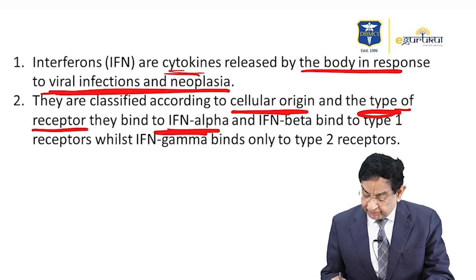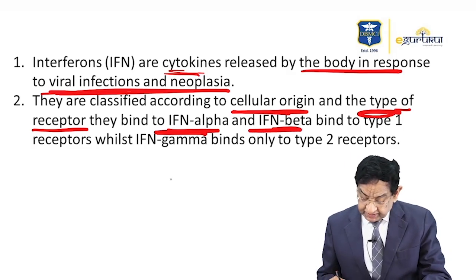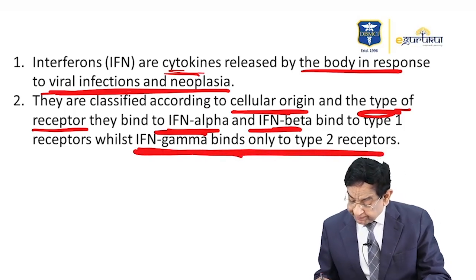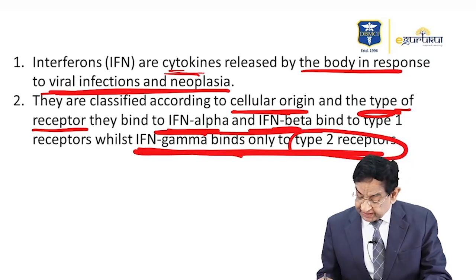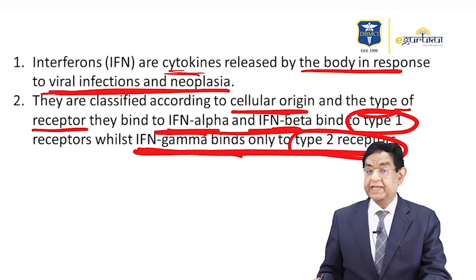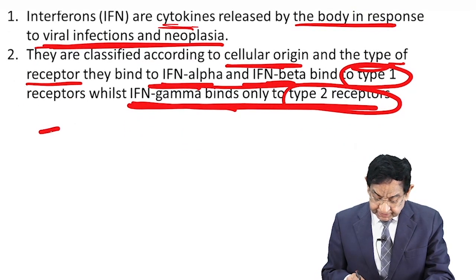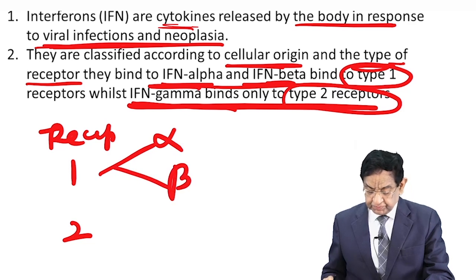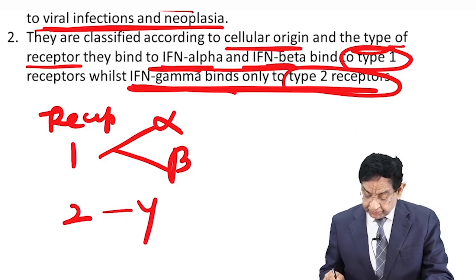Those that bind to alpha, beta, okay, while gamma receptor they bind. So interferon gamma binds to type 2 receptor. But TNF alpha and TNF beta, they bind to type 1 receptor. It means type of receptors, type 1 and 2. Alpha and beta bind to type 1 and the gamma binds to type 2.